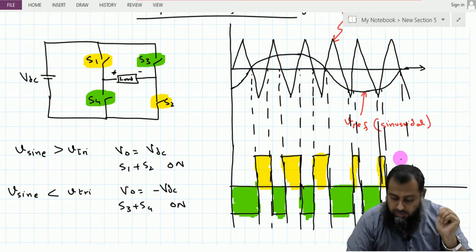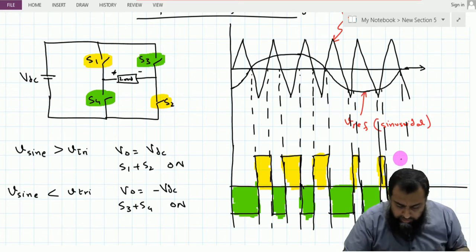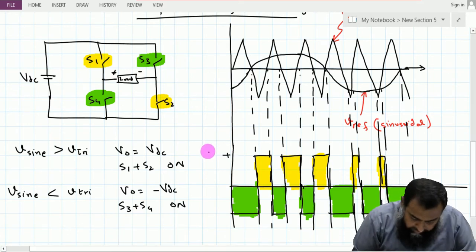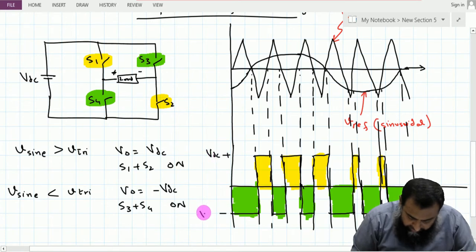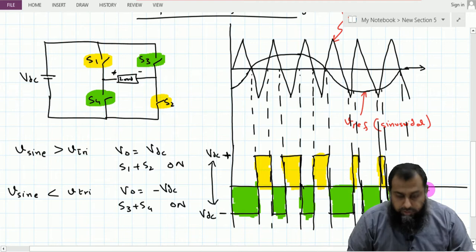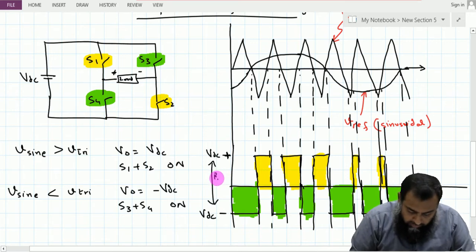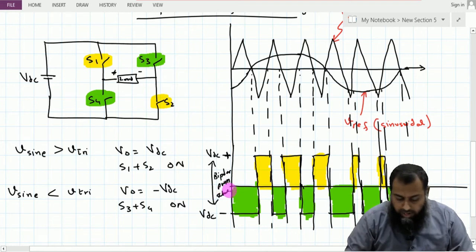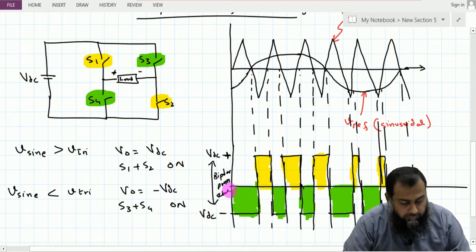So, based on this, as you can see, we have the voltage VDC here and we have the voltage minus VDC here. And therefore, because these two positive and negative voltages appear throughout the switching cycle, we call it a bipolar PWM scheme, right? So we have this bipolar voltage output available.